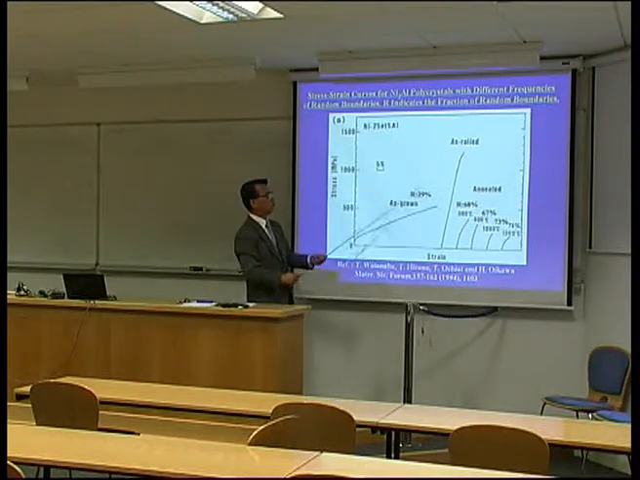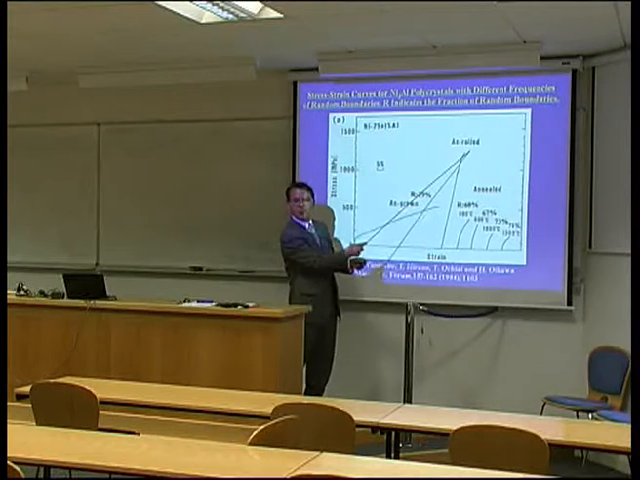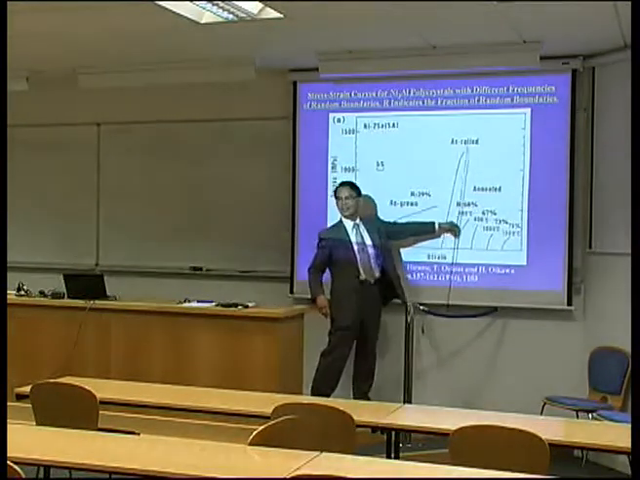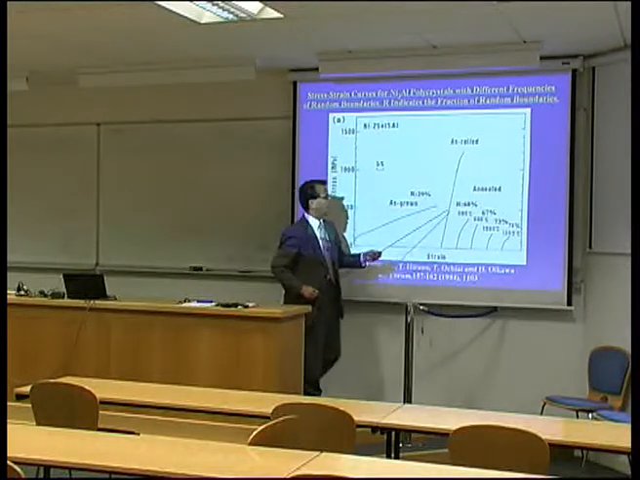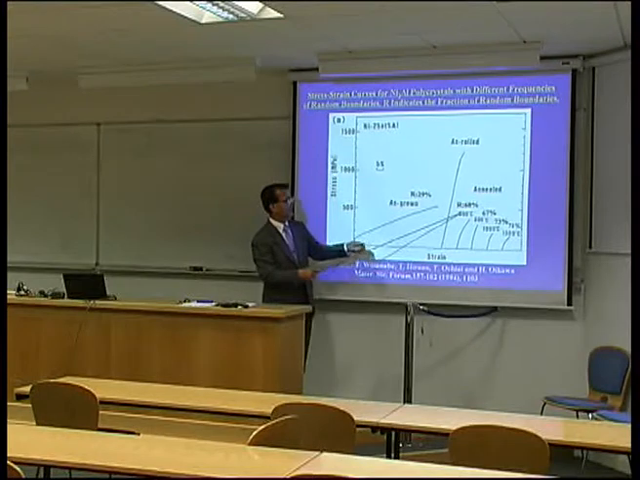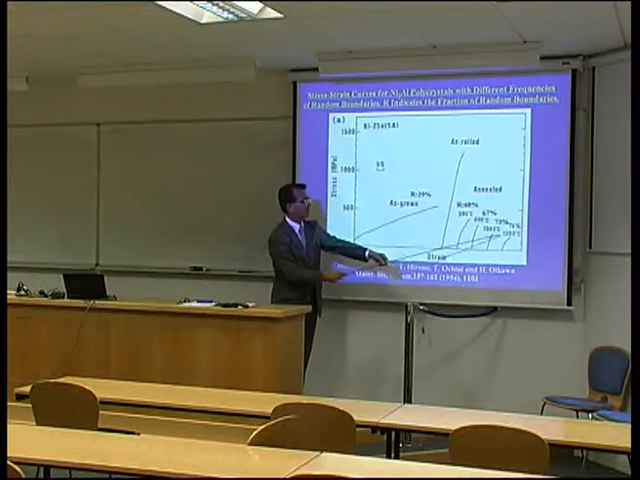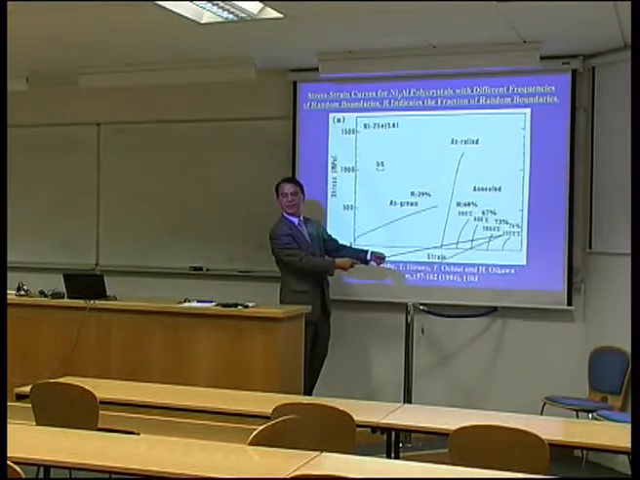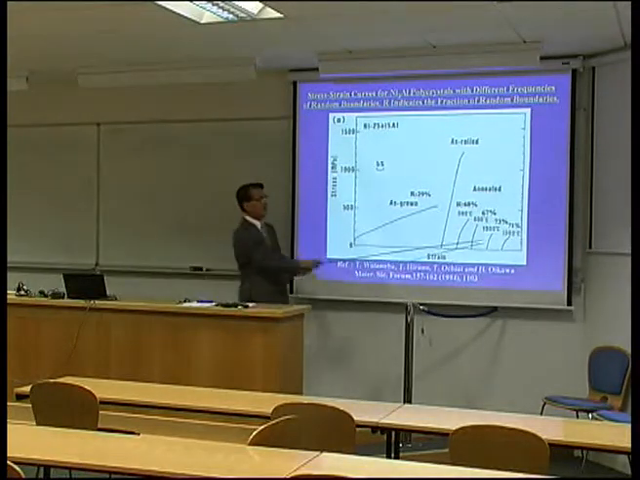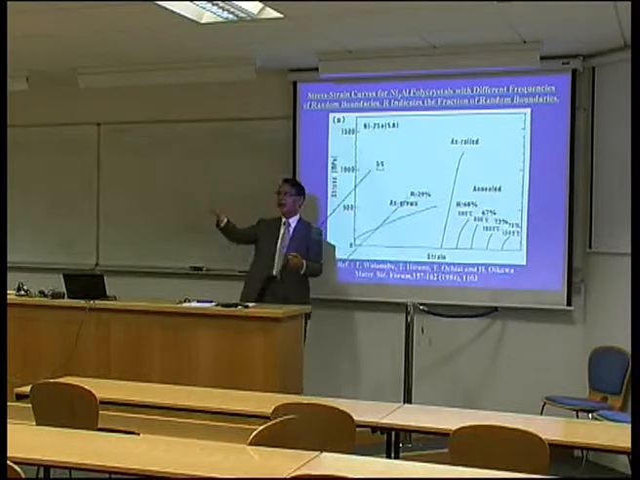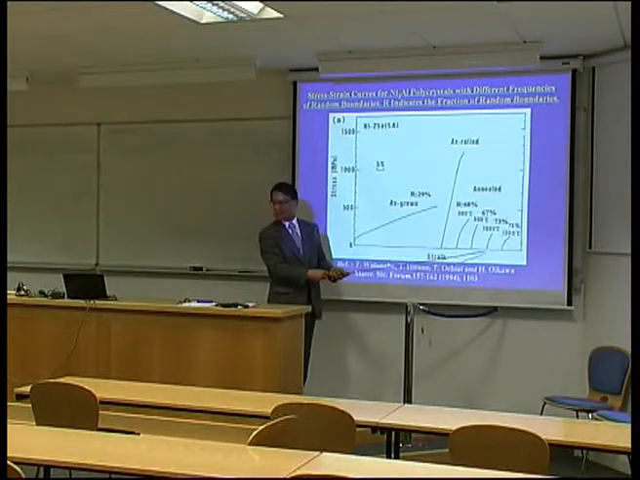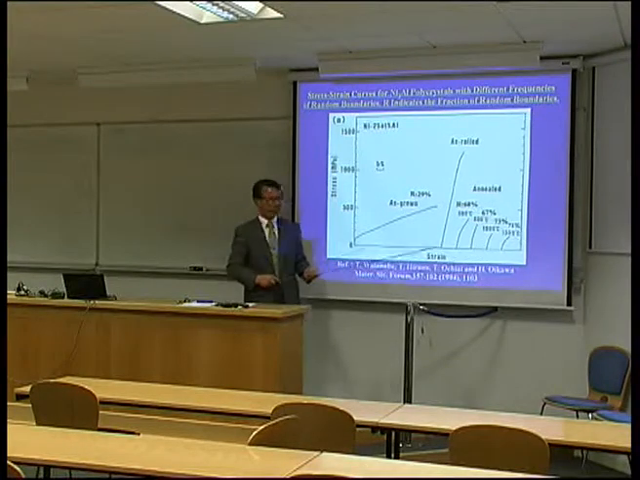But this is at room condition. Once we rolled this sample, such ductility disappeared immediately. After rolling, again we annealed at 600, 800, even 1300 degrees. In the case of most metallic materials, if you anneal, maybe ductility will come back. But in this case, ductility never comes back. Why?